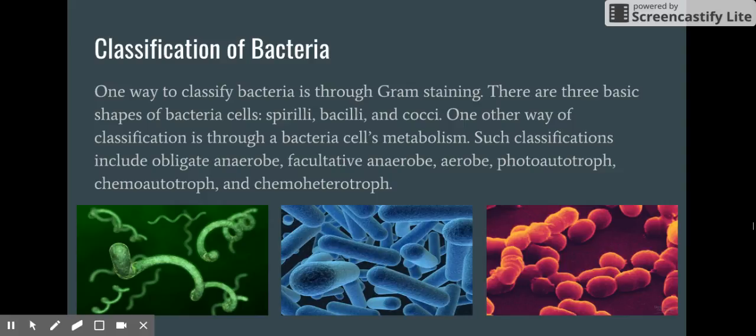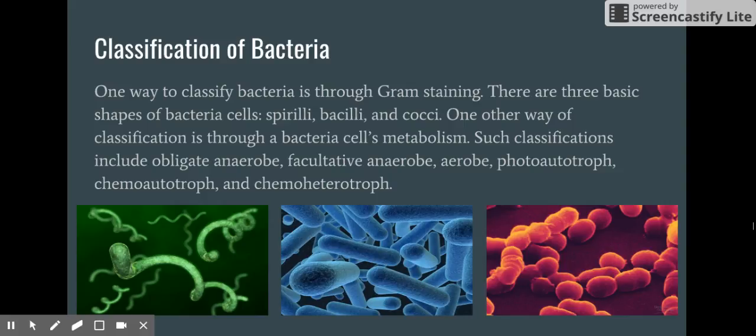A bacterial cell's metabolism is also used to classify bacteria. For example, depending on a bacterial cell's need for oxygen, the cell is classified as either an obligate anaerobe, a facultative anaerobe, or an aerobe. An obligate anaerobe cannot function while oxygen is present. A facultative anaerobe can function with or without oxygen, and an aerobic bacteria requires oxygen to function.